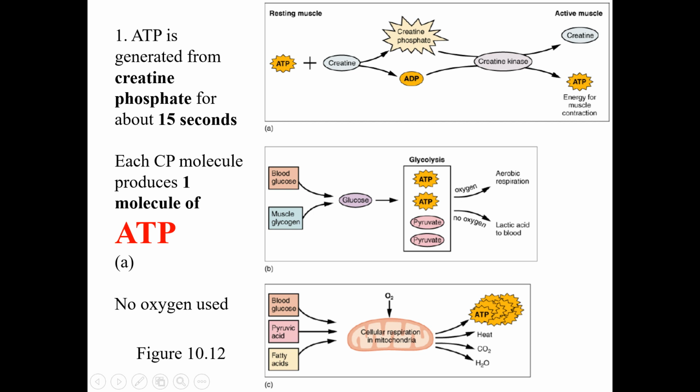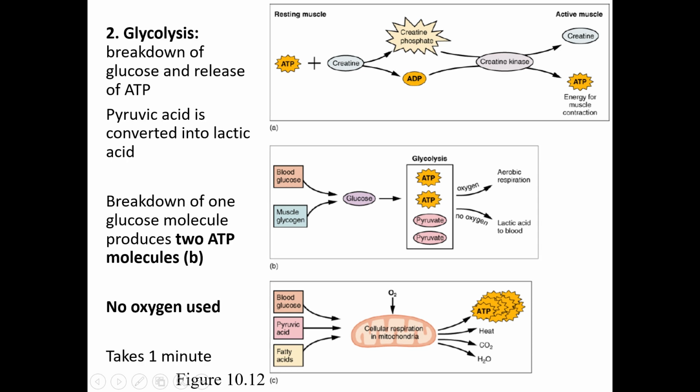So first, ATP is created from creatine phosphate for about 15 seconds. That's how long it takes to make ATP out of ADP using creatine phosphate. Very fast, 15 seconds, but not a very efficient way to create energy. Only 1 molecule of ATP will be made using 1 molecule of creatine phosphate. No oxygen is used for this way.